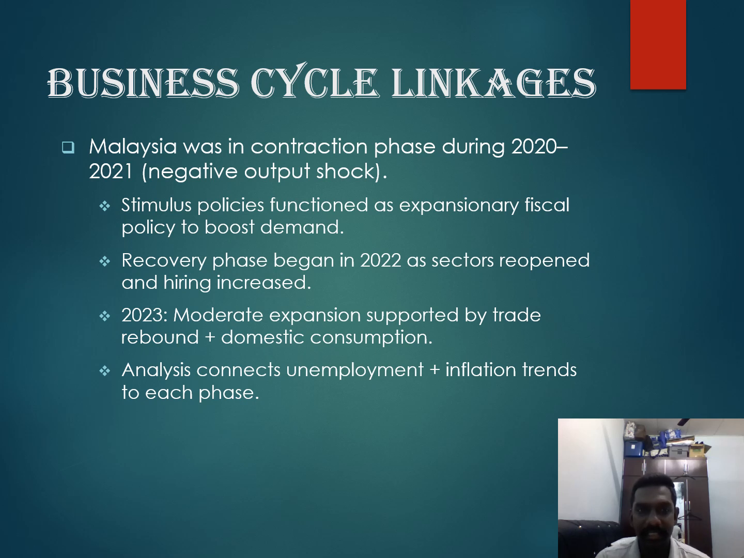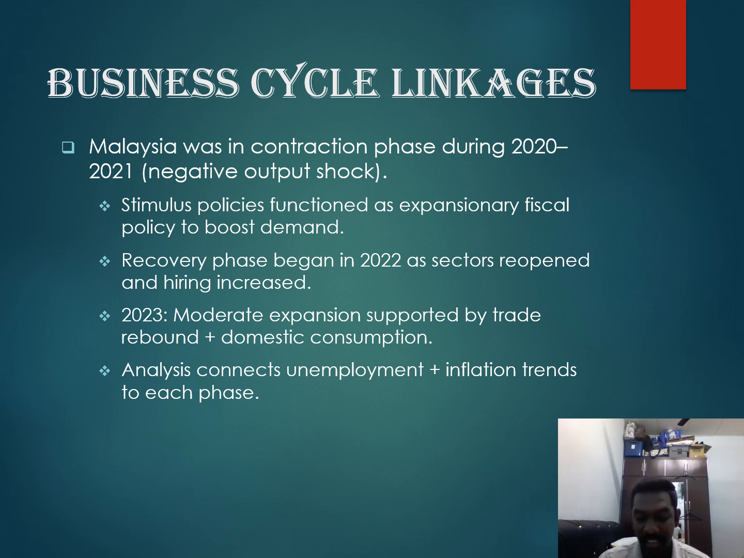Business cycle linkages. Alright, on this slide, Malaysia experienced clear phases of the business cycle. As we can see, 2020 to 2021 was a contraction. Economic output fell due to nationwide lockdowns. Unemployment rose, inflation fell, and GDP shrank by 5.6%, the worst since the 1998 Asian financial crisis, as we know. And the next will be the 2022 recovery phase.